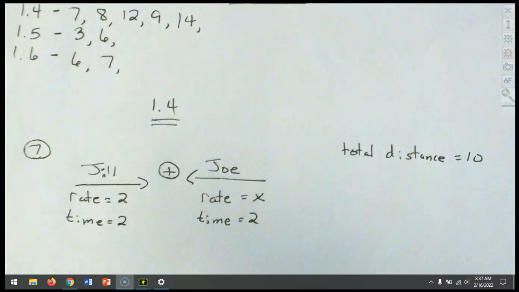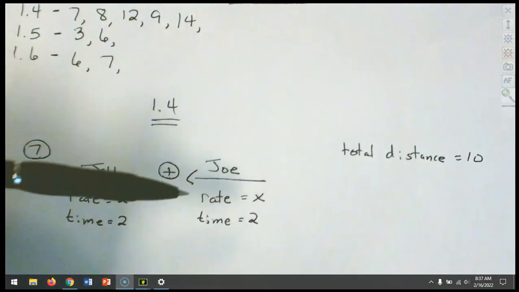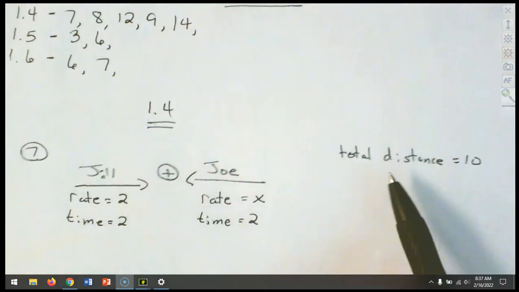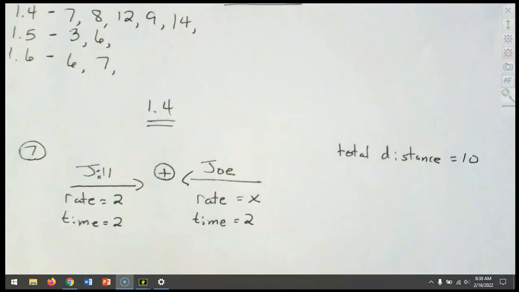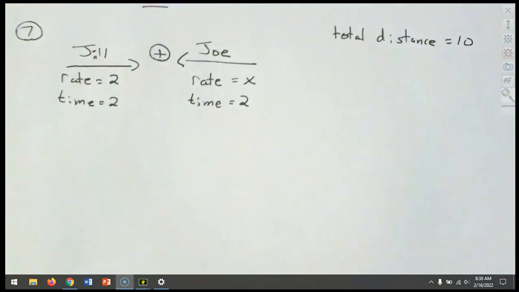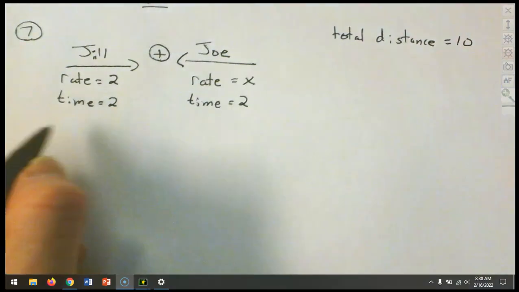Okay, is everyone okay with what we've got? So why are they adding together? Because they're going towards each other, right? When do they subtract? When they overlap. These do not overlap, so they add. Each one has a rate and a time, and we haven't worked with it yet, but over here's our total distance. So now that we know the rate and the time, we can find our distance.